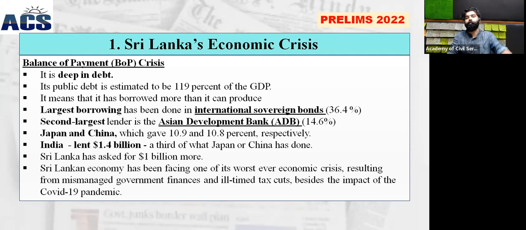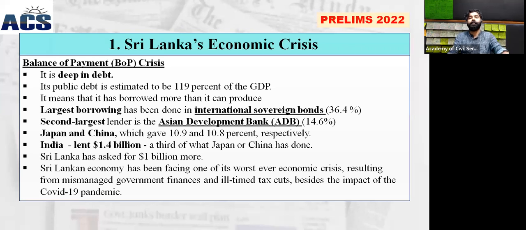The second largest borrowing, or the lender for Sri Lanka, was the Asian Development Bank. When any government is short of funds, they will ask an international bank, like a regional bank such as the Asian Development Bank or Asian Infrastructure Bank, or the IMF, World Bank. We have seen that a lot of international and regional development banks are there. So another loan that Sri Lanka has taken is from the Asian Development Bank, which is a regional development bank.